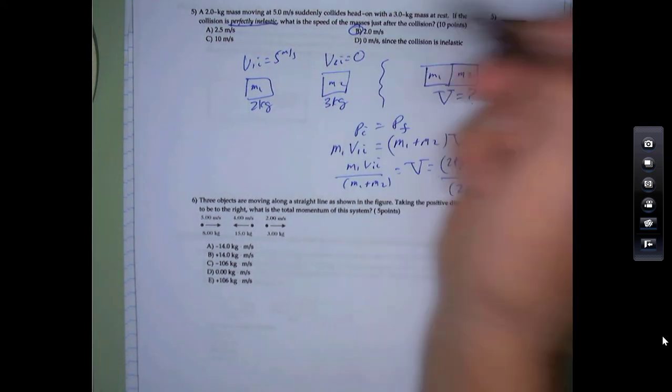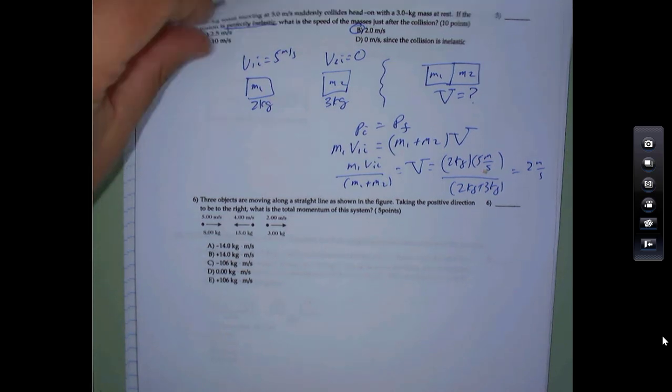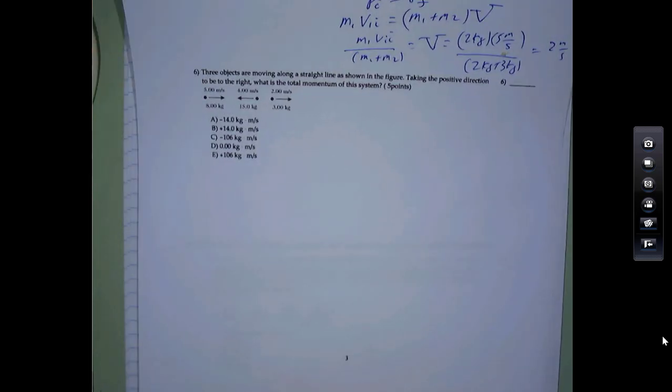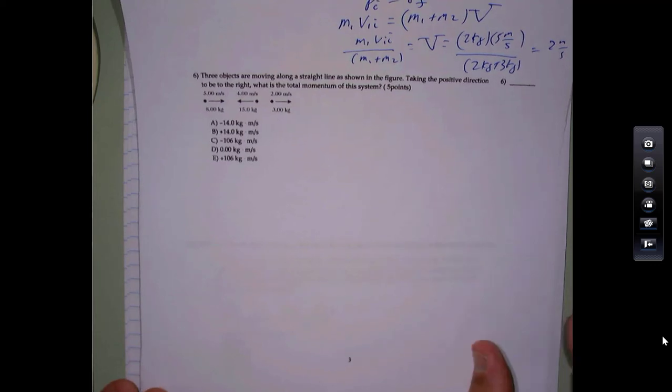Okay, very good. It's got to be less than 5, right? Because they're sticking together. Okay, excellent. So there's a sticks together type collision one. Definitely going to be on the practice test as well.